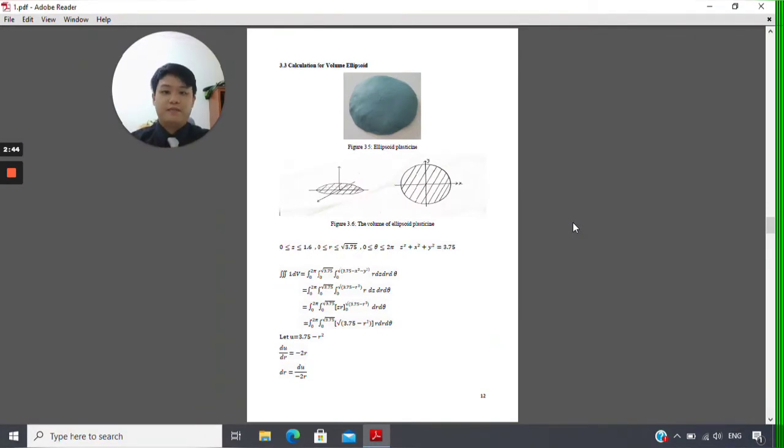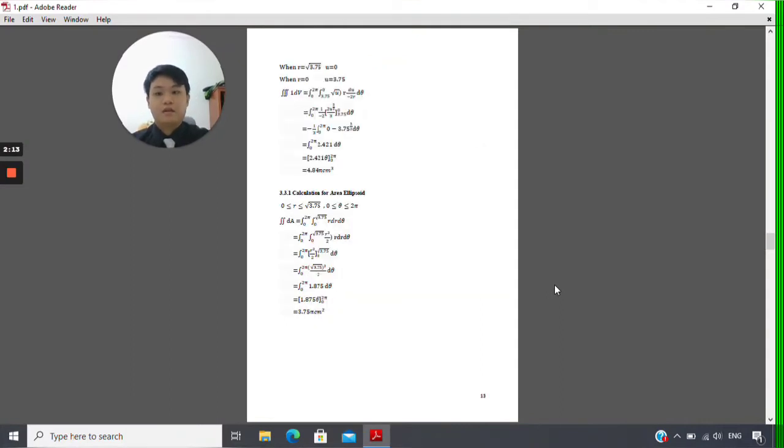As for the calculation for volume of the ellipsoid, which is this component, I decided to use cylindrical coordinate system to find the volume of the solid. It has a height of 1.6 cm and a radius of square root 3.75 centimeter, which I decided to use to find the volume of the solid ellipsoid. As for the area of this ellipsoid, I decided to use polar coordinate, where I set the radius of square root 3.75 to find the limit of the ellipsoid so that I can get the area accurately.